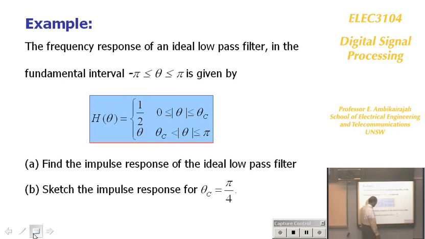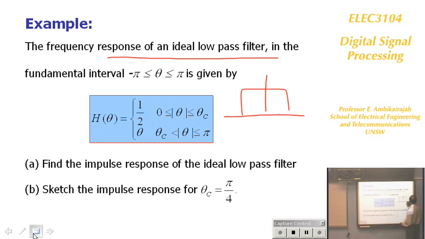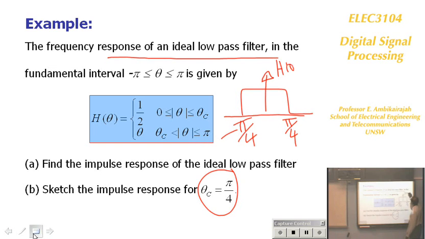Okay, let's now come back to one or two examples. These examples are very, very important, and you really need to understand them. You are given the frequency response of an ideal low-pass filter. If you draw the diagram, it looks like this. Pi over 4 is the cutoff frequency, theta c is pi over 4. So that's pi over 4, that's minus pi over 4, and this is H(theta).